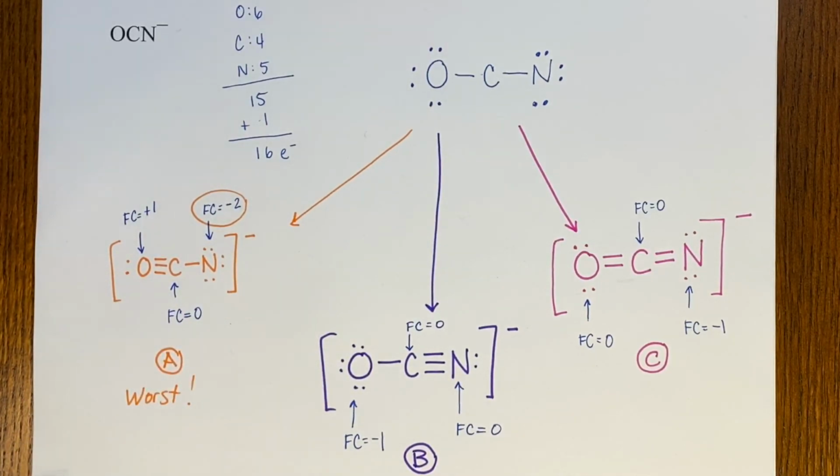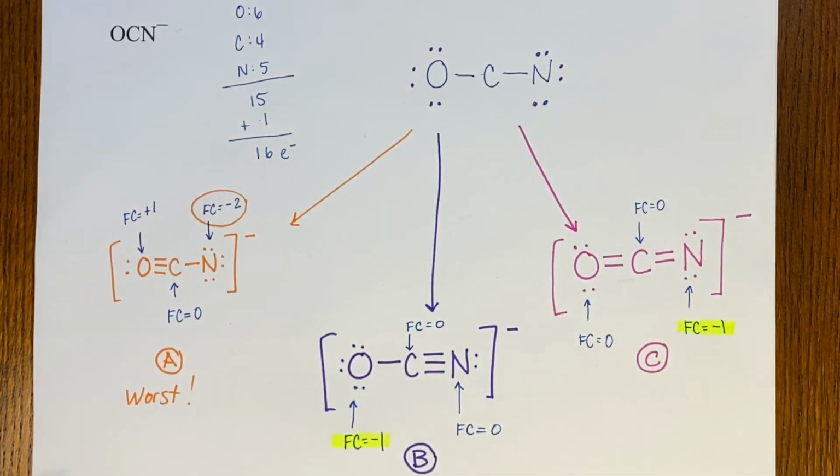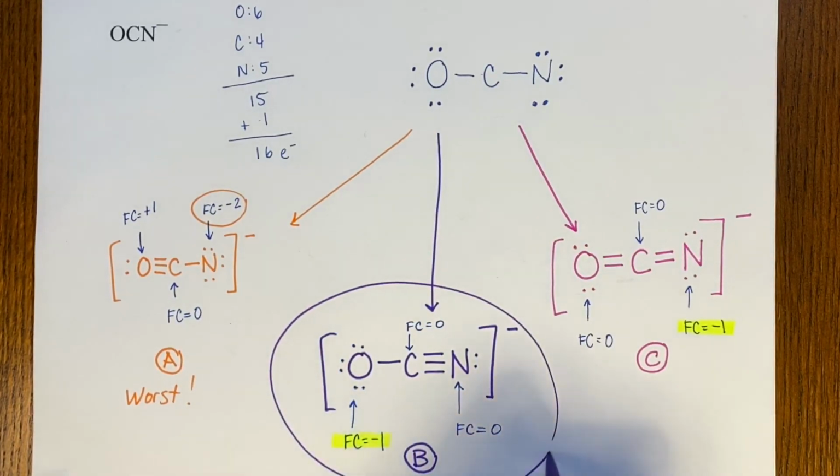When we look then at structure B and structure C, the difference is that in B we have a formal charge of -1 on our oxygen, and in C we have a formal charge of -1 on our nitrogen. And we know from our rules that it's better to place that negative formal charge on the most electronegative atom. So that means that it will be structure B that is our best resonance structure that we can draw. It will be the structure that contributes most to the resonance hybrid, most closely resembles the behavior of the isocyanate ion.